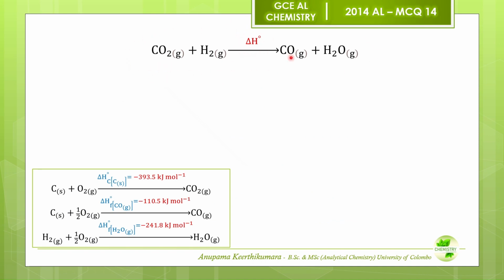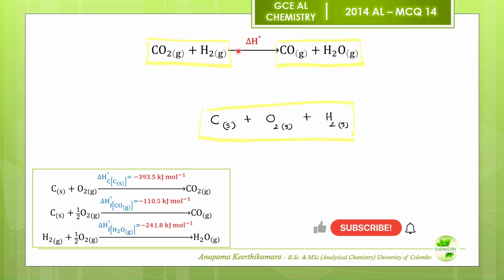We will construct a thermochemical cycle to get the answer for this question. First, we will use these formation enthalpies. Therefore, we need elements in their standard states. The number of atoms present in these three levels should be balanced. Therefore, we need 1 carbon, 2 oxygen atoms and 2 hydrogen atoms.